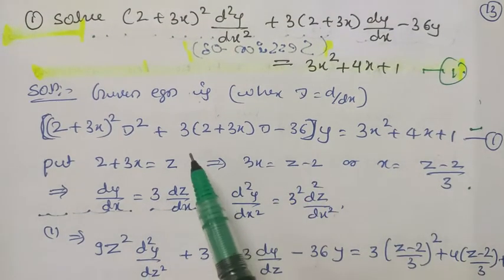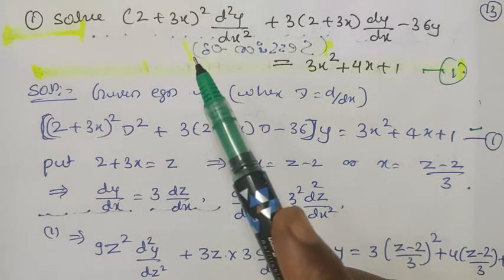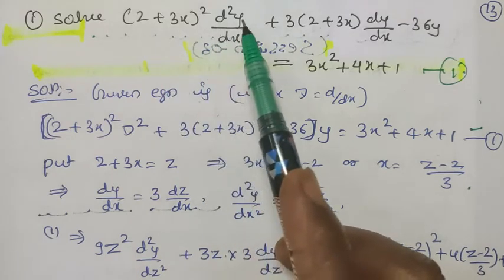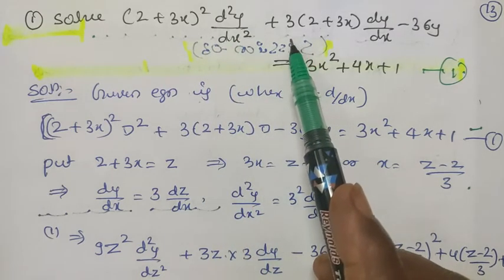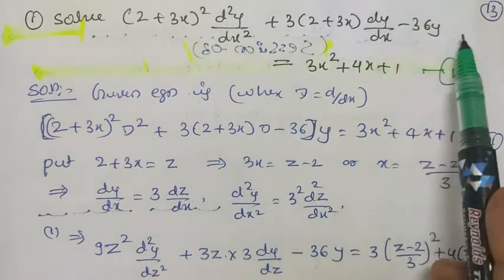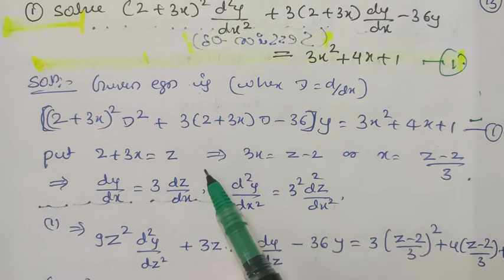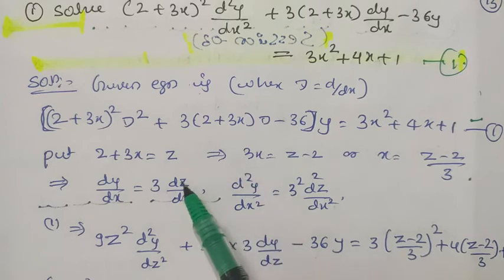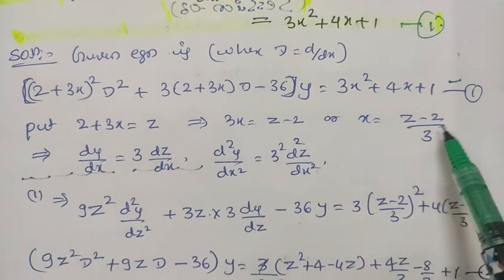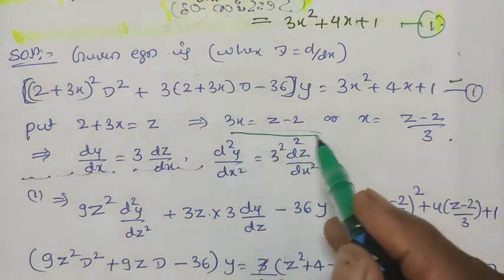Now, this equation is in the Legendre linear differential equation form, because it is in the form of (p + qx)² d²y/dx² + a1(p + qx) dy/dx, where these coefficients are the same, and here p + qx is 2 + 3x. So we know the method. We put 2 + 3x = z, so x = (z − 2)/3. This we use afterwards, not now.